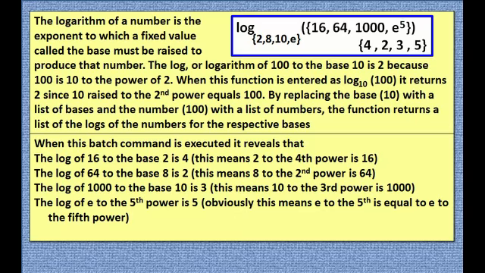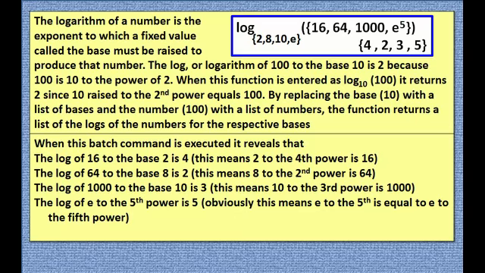The logarithm of a number is the exponent to which a fixed value called the base must be raised to produce that number. The log, or logarithm, of 100 to the base 10 is 2 because 100 is 10 to the power of 2. When this function is entered as log to the base 10 of 100, it returns 2 since 10 raised to the second power does equal 100.